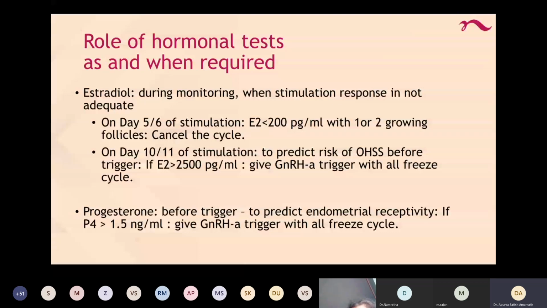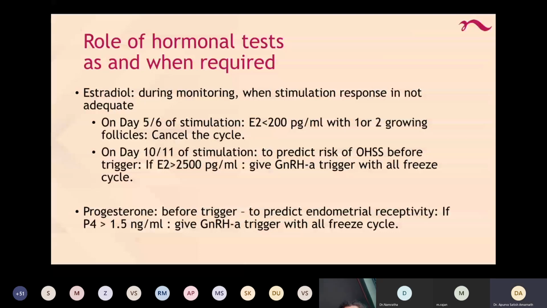The other test that is done is basically progesterone. This is again done before the trigger. This is a predictor of endometrial receptivity. If the P4 is more than 1.5, then a GnRH agonist trigger can be given, and again, this would entail an all-freeze cycle. Because the progesterone is high and the endometrial receptivity is gone, there's a low chance of pregnancy. So an all-freeze cycle and a transfer at a later date is required.